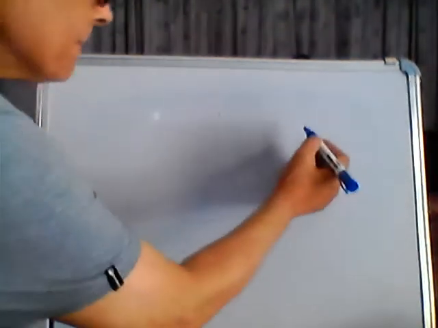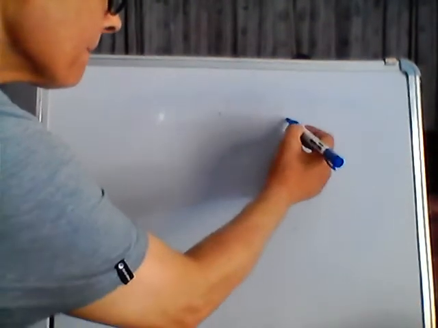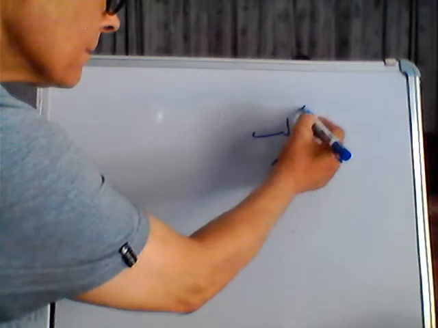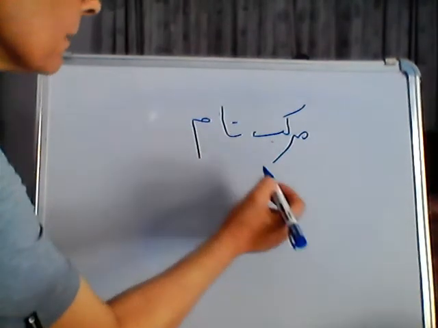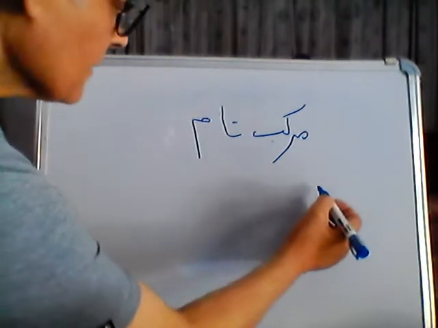In this lesson, we'll talk about compounds. A combination of two or more words makes a compound. There are two kinds of compounds in Arabic: Murakkab Tam and Murakkab Naqis.